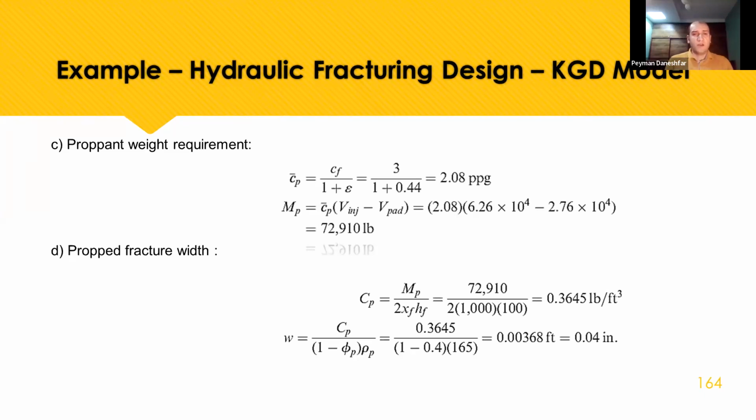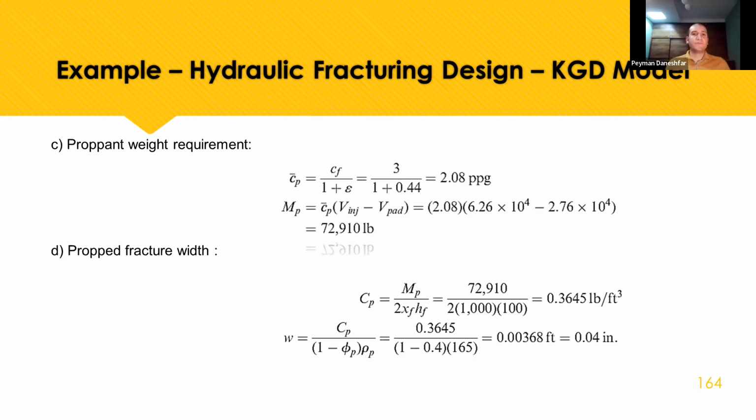And for the proppant weight requirement, when you have the volume of injection and the volume of pad, and the specific gravity of the proppant, you can find the mass of the proppant. And after you know the mass of the proppant, you can calculate the ratio of force to area, which gives us the gradient.